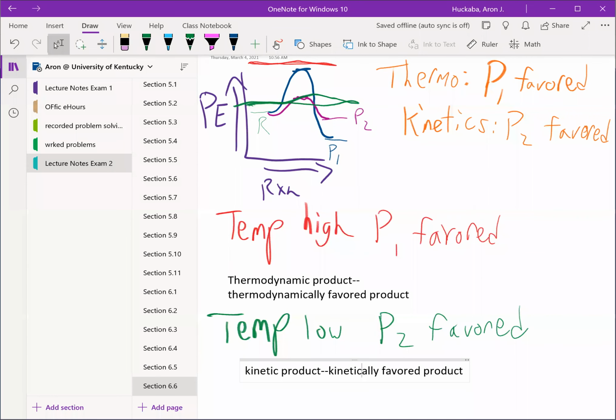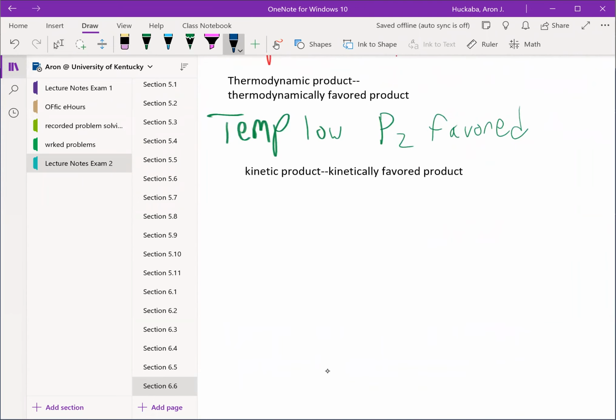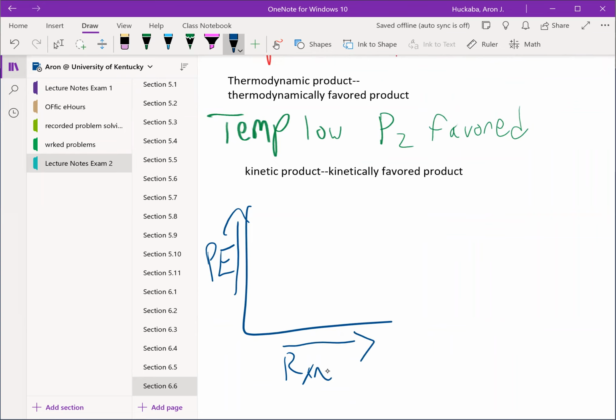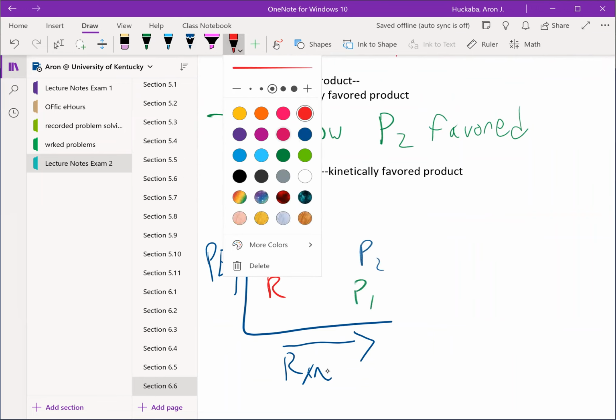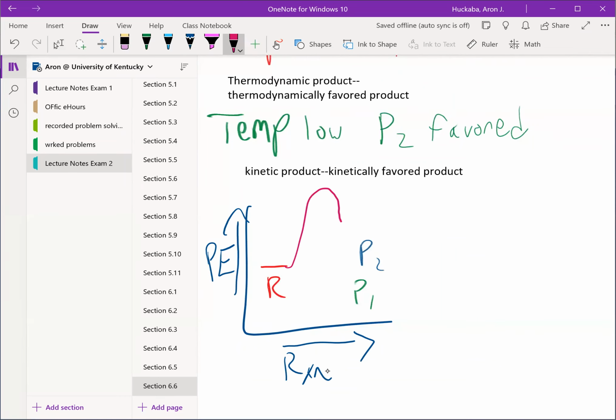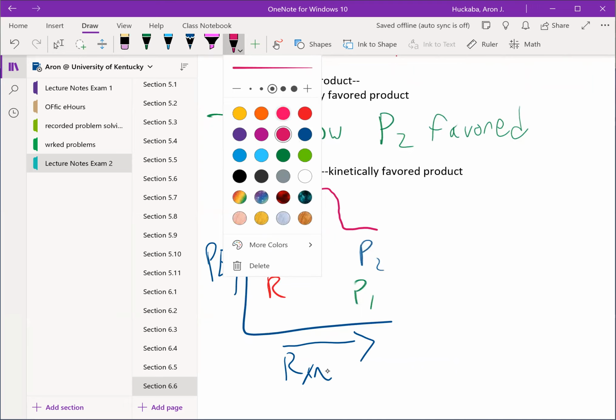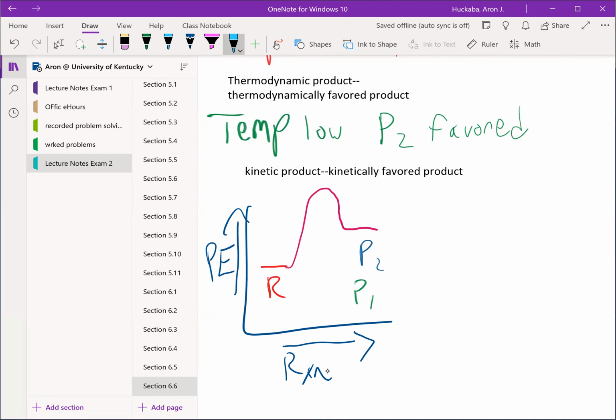And your book goes over some other examples that are a little easier to read, such as if you have this type of energy diagram where potential energy is increasing on the y-axis and reaction is increasing along the x-axis. If you have some reaction that happens here and two potential products, P1 and P2, but essentially P2's activation energy is too high and the energy level for P2 is too high, then P1 is favored in both cases.